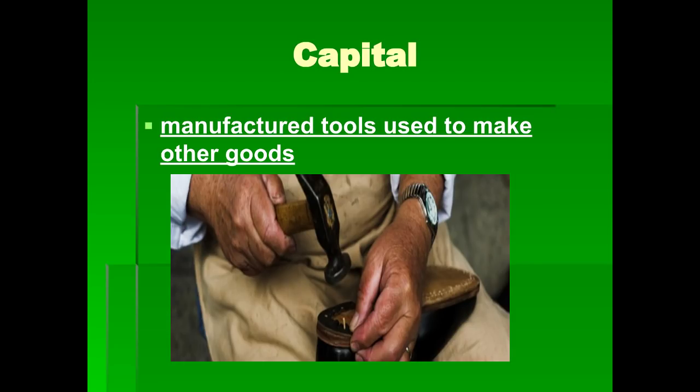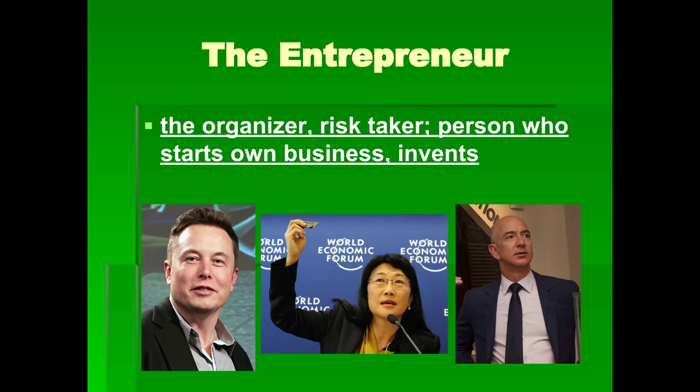Then we have capital. Capital means goods used to make other goods. They are things to make other goods. So in this image here, we have a cobbler making a boot. As you can see, the hammer is a capital resource, right? It's a manufactured good. And so is the leather or whatever he's working with to make the shoe. And we have the entrepreneur.